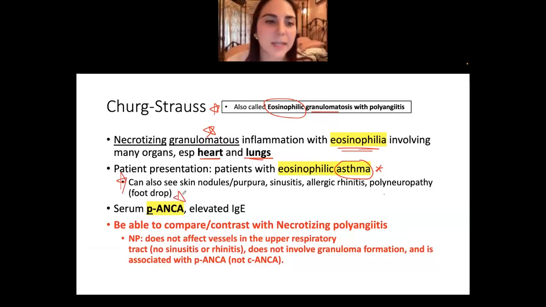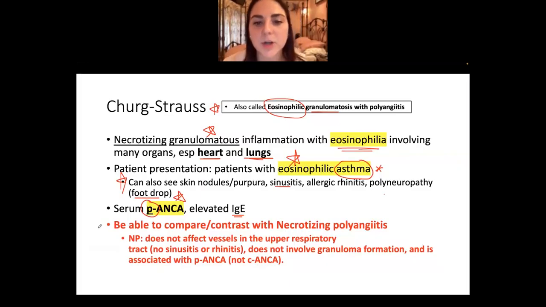Other things you can see, and this is just from doing questions and seeing these things pop up: skin nodules and purpura, sinusitis, which again sounds like Wegener's, allergic rhinitis, polyneuropathy. They're not going to say the patient has polyneuropathy. They're going to say the patient has a unilateral foot drop or something like that. This one has a serum P ANCA. So here's another way to differentiate it from Wegener's, and of course the elevated IgE, because that's always going to be a feature of this one.